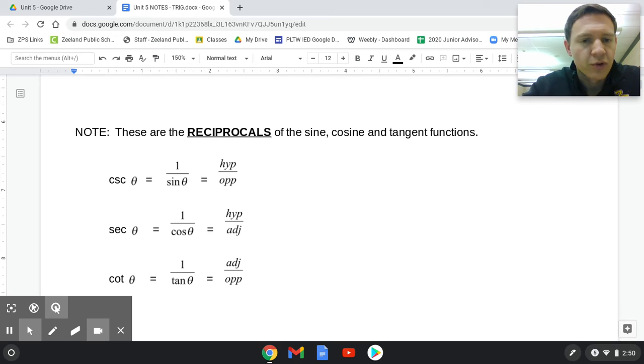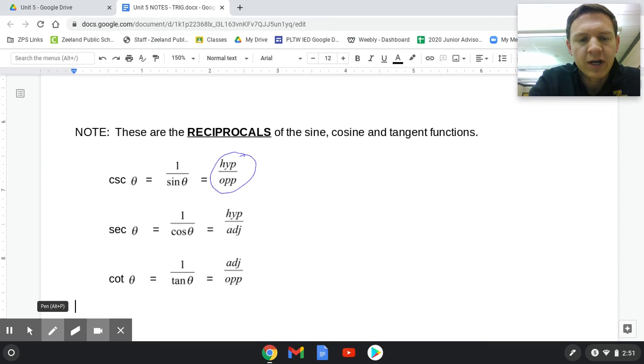All right, we also have three other trig ratios: cosecant, secant, and cotangent. And all this is saying is they're just the opposite. So cosecant matches up with sine. And you'll notice that it's just the opposite. So instead of opposite over hypotenuse, cosecant is hypotenuse over opposite. Secant is just the reciprocal of cosine. So instead of adjacent over hypotenuse, it's hypotenuse over adjacent.